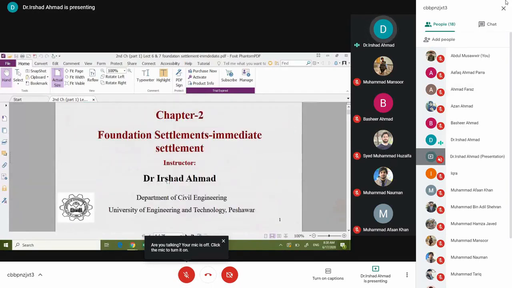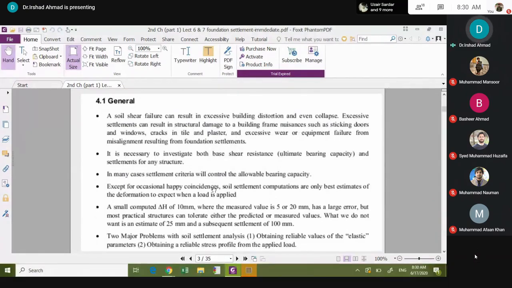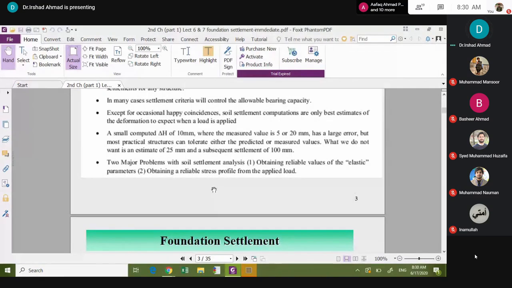In this chapter we will be discussing foundation settlements. Foundation settlement and shear failure of the soil are two criteria, and usually it is the foundation settlement which governs the design. Foundation settlement calculations are not accurate, they are just an estimate. The closer you are to the real answer, the better, but it is not our aim to target the exact value. It is an estimate.